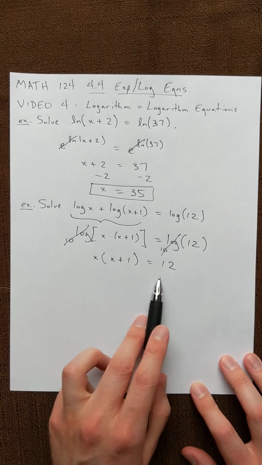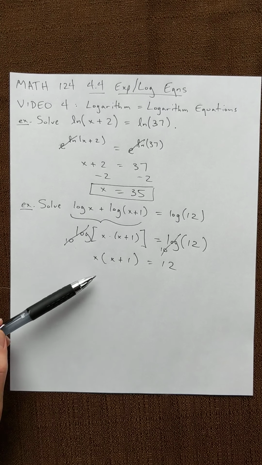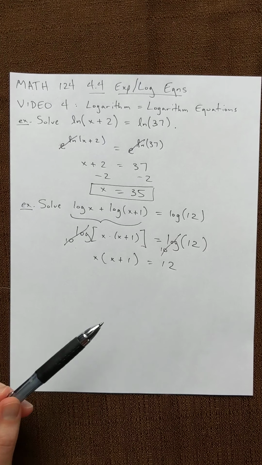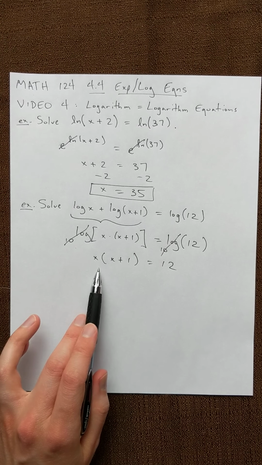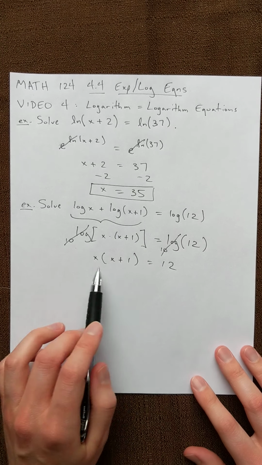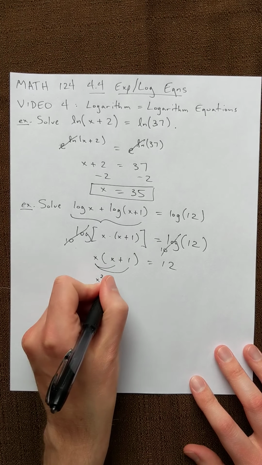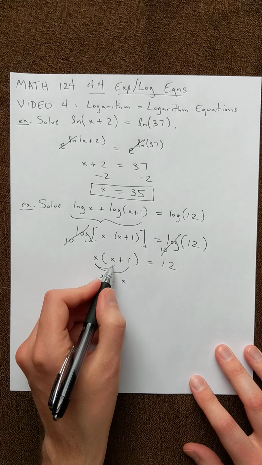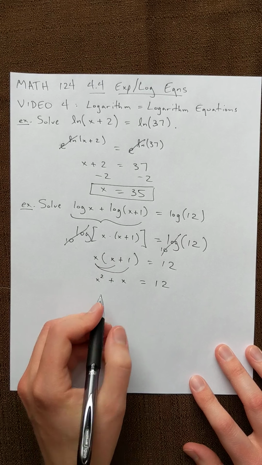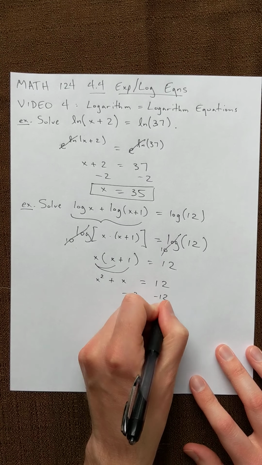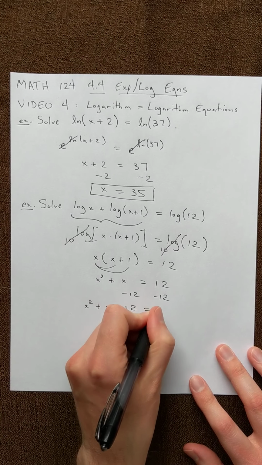Now this is an equation we have to solve. It's not a logarithmic or exponential equation anymore, so we have to think about how we would solve this before this section. I see an x times an x, which means this is probably a quadratic, so let's rewrite it in our standard way for a quadratic. Distribute the x. x times x is x squared, x times 1 is x. Then we want everything on the same side, so subtract 12: x squared plus x minus 12 is equal to 0.